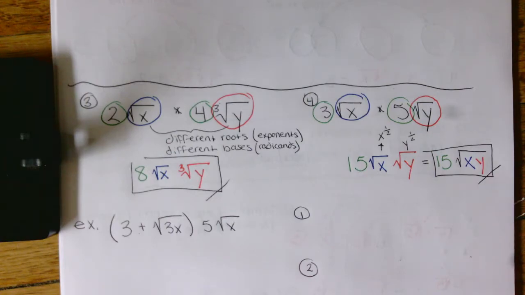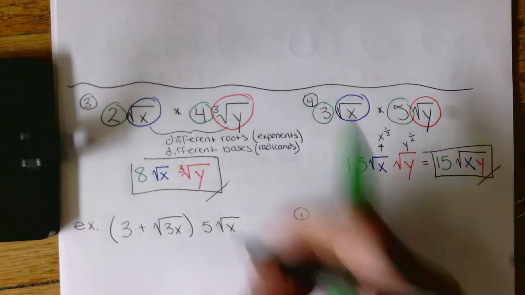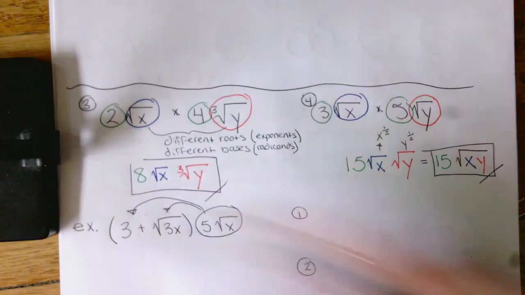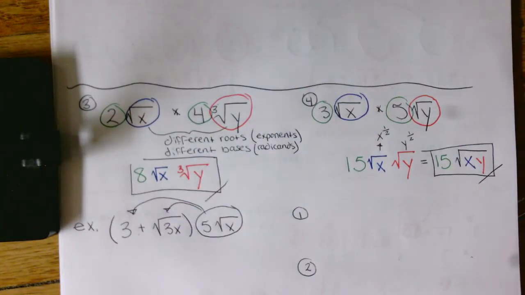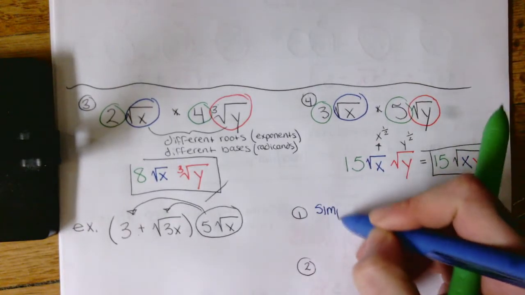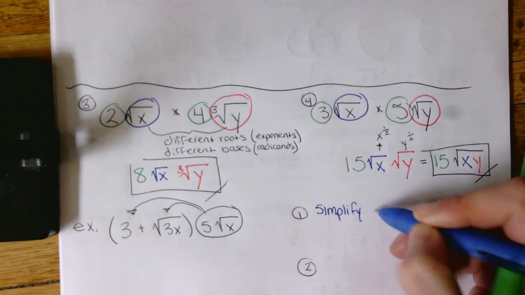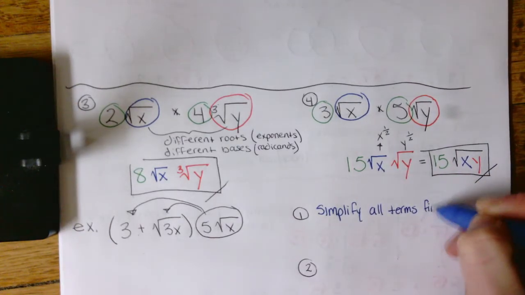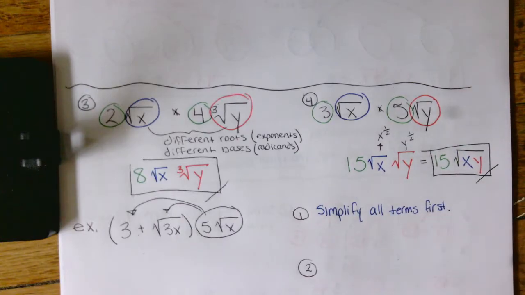Okay, so here we have some distribution. We got some multiplication. So we're going to take this term and we're going to multiply it by both of these terms. So again, this example we don't have to, but I'm going to simplify all terms first. Okay, so can't really do any simplifying here.